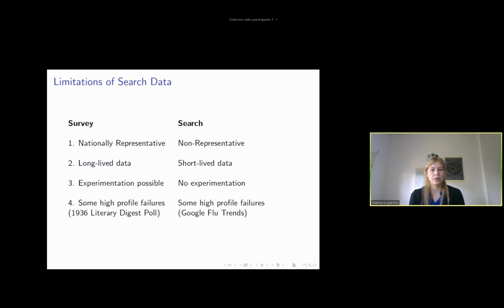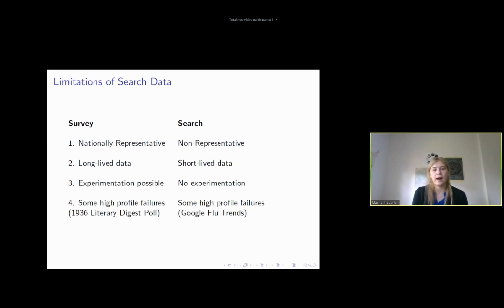A third point is that survey experiments are fairly widely used and well known. I don't think it's possible to do that kind of extensive experimentation using search data, especially not the part of search data that I'm interested in, which is what people are actually typing into the search bar, as opposed to maybe the results they're clicking on.